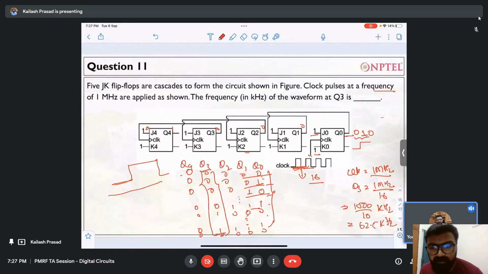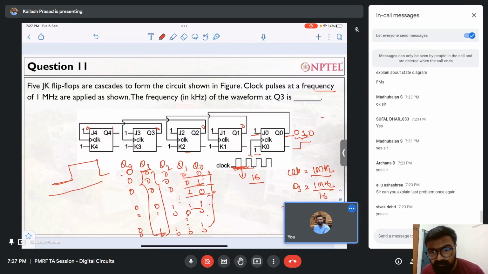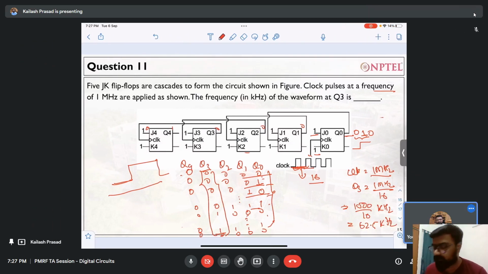So this is what I was explaining. Did you get the answer? Did you get it? Who has asked? Ushashri, did you get what I've explained? Okay.